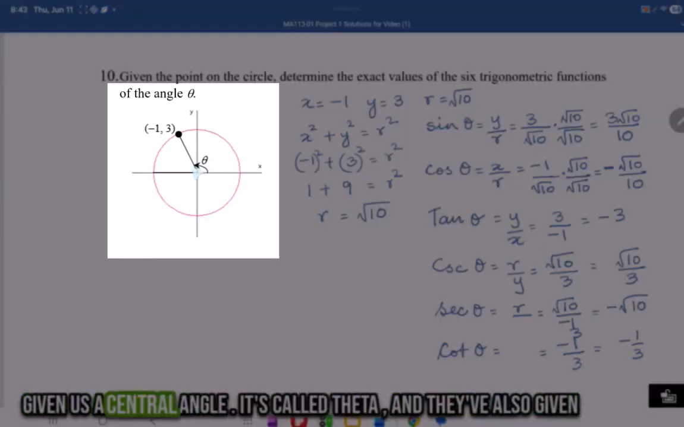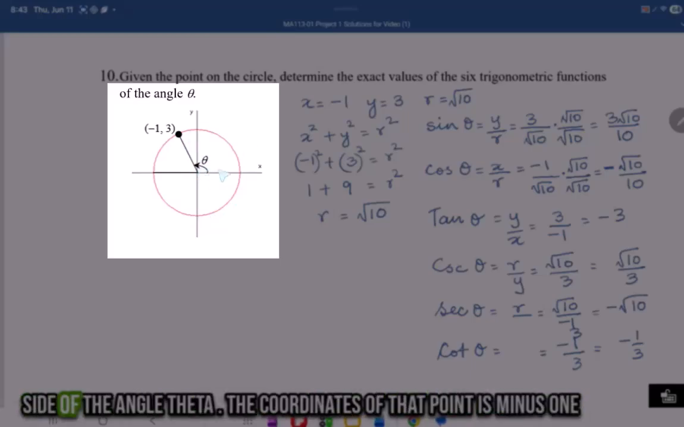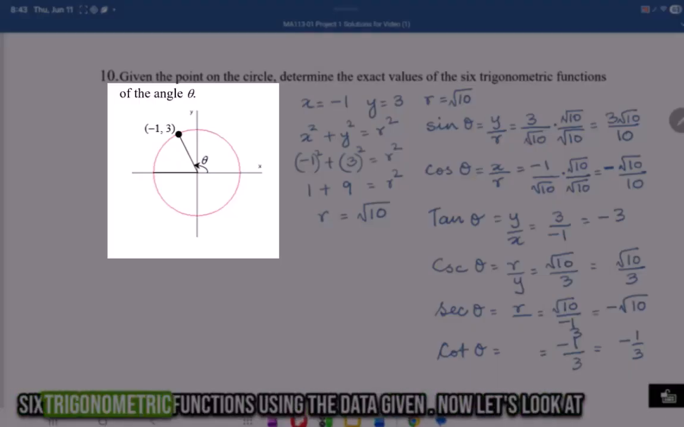They've given us a central angle. It's called theta, and they've also given us a point on the circumference of the circle made by the terminal side of the angle theta. The coordinates of that point are -1, 3. Now, based on this information, we have to find all 6 trigonometric functions using the data given.